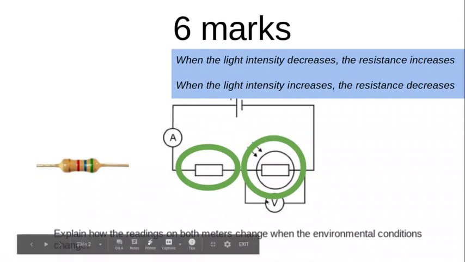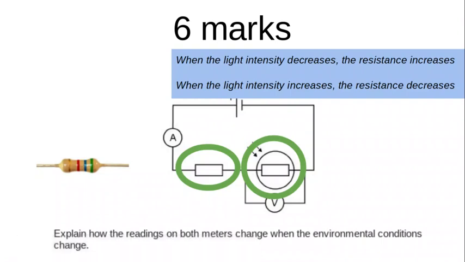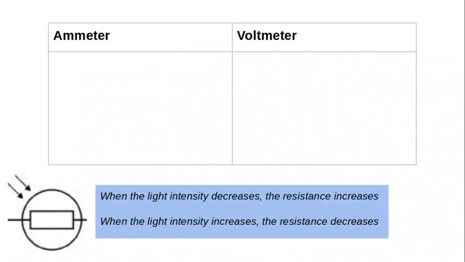And the second component I want to draw your attention to is the LDR here, or the light-dependent resistor. In short, the resistance that the light-dependent resistor provides depends on the light intensity. So when the light intensity decreases, when there's not a lot of light, the resistance increases. And when the light intensity increases, the resistance decreases, okay? They work in opposition to one another. So let's break this question down.